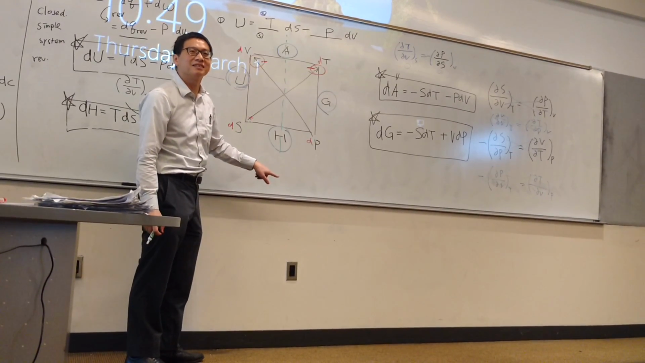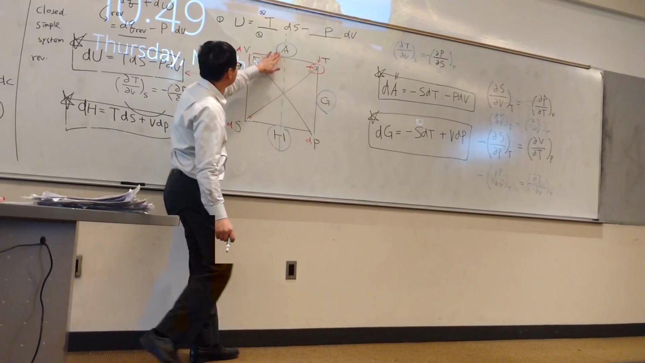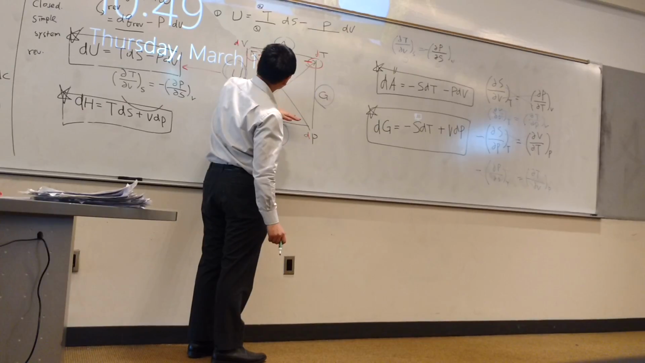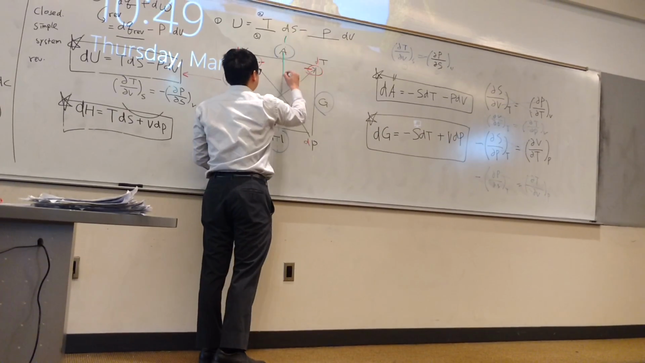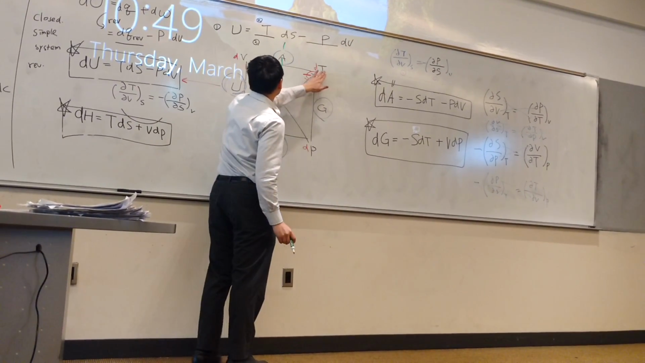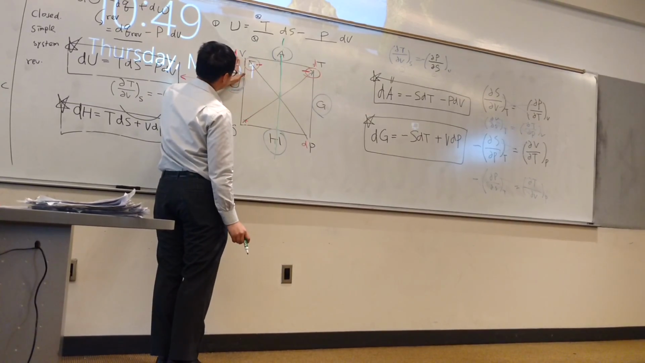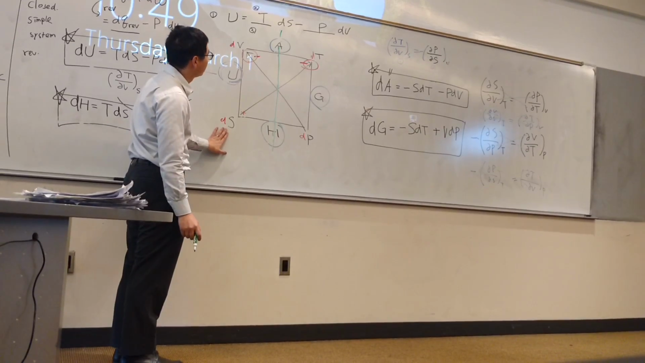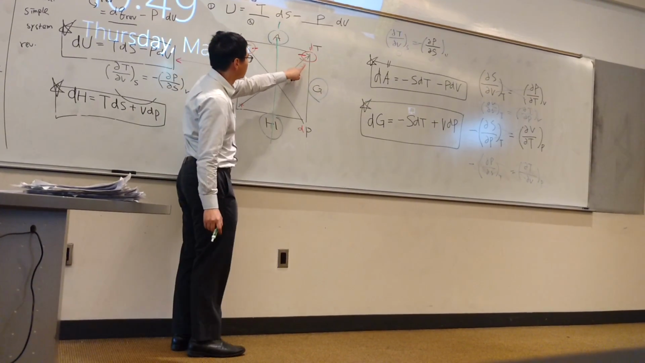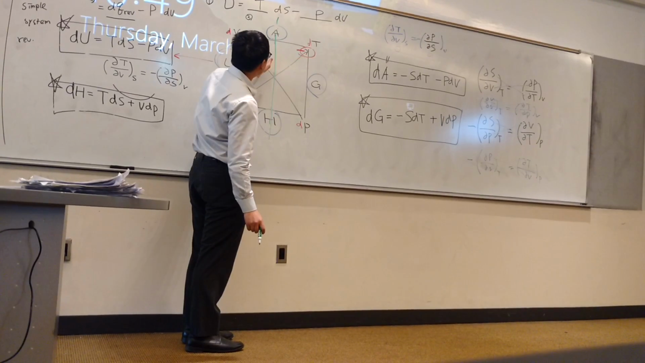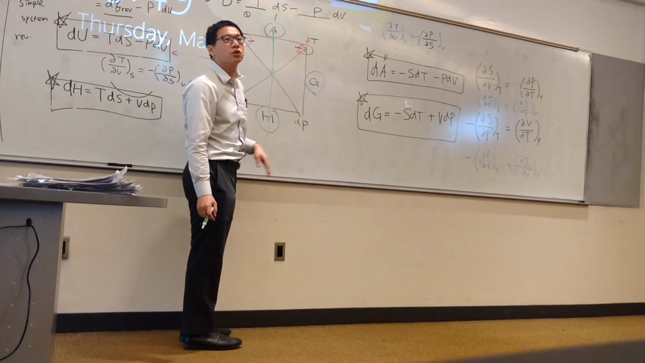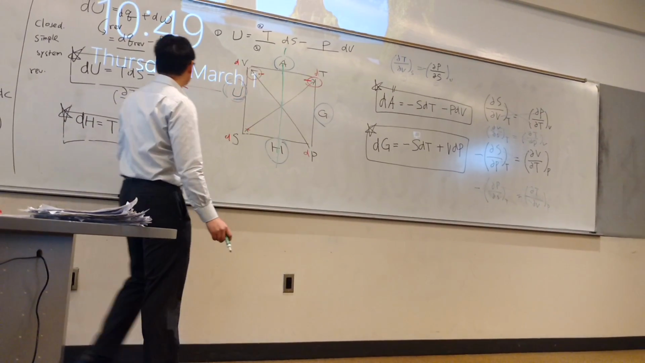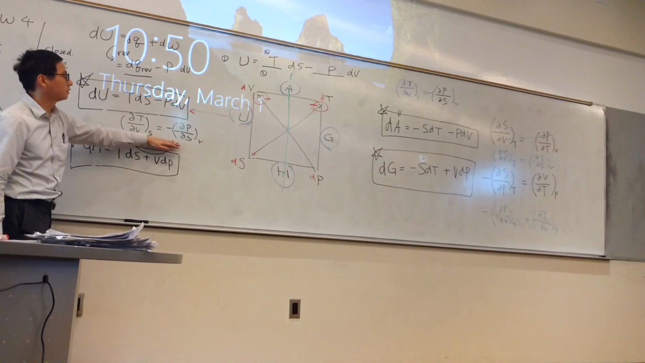Everybody sees that? Or should I draw this? Partial T, partial V equals partial P, partial S. What's the sign? Look at the arrows. If the arrows are on different sides, you should put a negative sign. That's how you get to this.